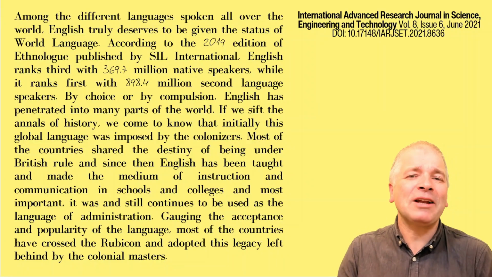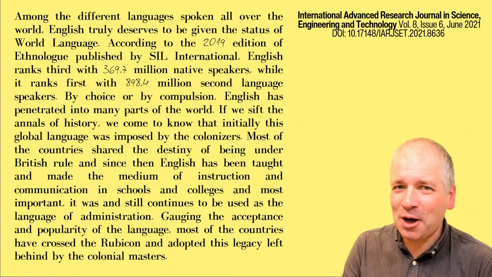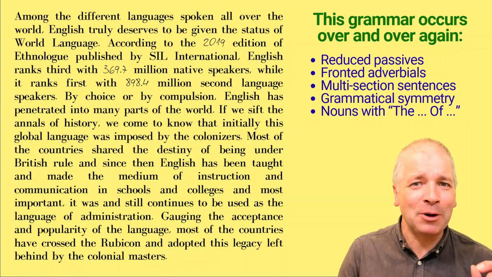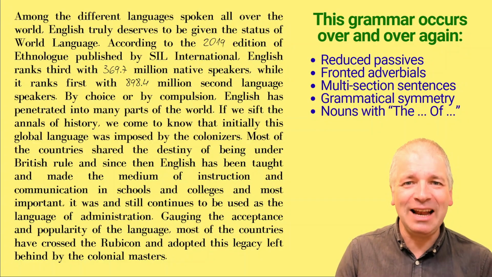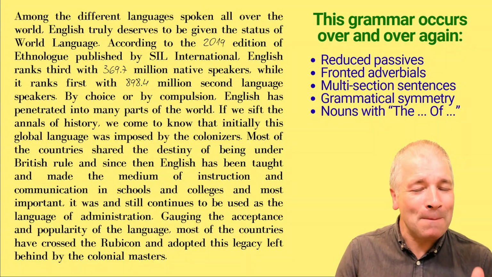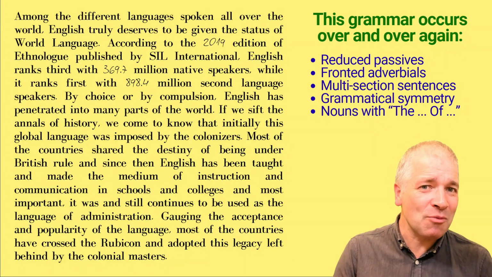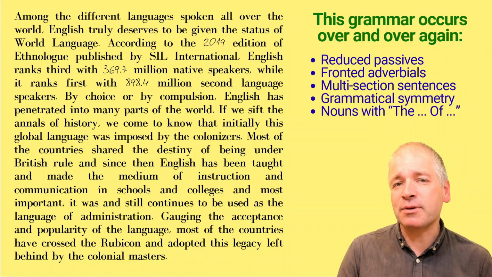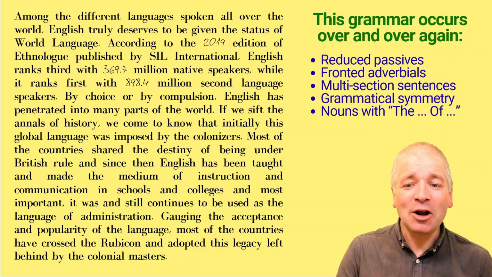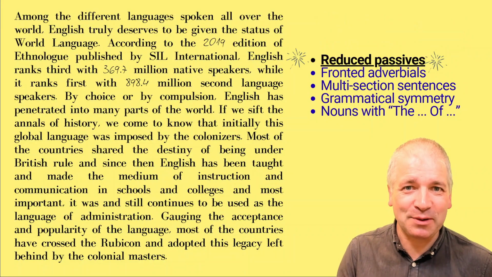So, what are the grammatical features that make this so advanced and so formal? Here are 5 features that happen over and over again in this text. Reduced passives, fronted adverbials, multi-section sentences, grammatical symmetry, and nouns containing the something of something. So let's start with the reduced passives.